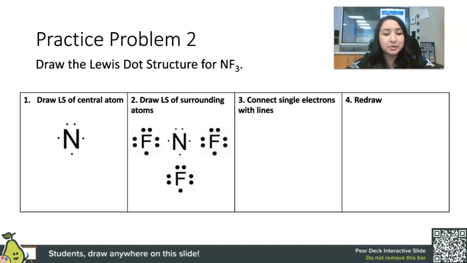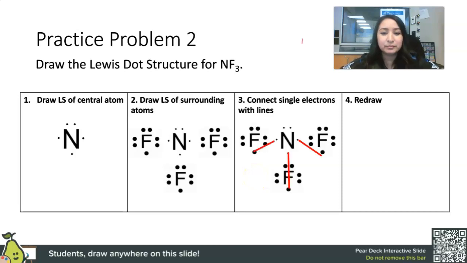Now, on number 3, the next thing to do is connect the single electrons with the line. Go ahead and pause so you can connect them. All right, now we're going to connect the lines. If you notice, there's a single one on the bottom of each fluorine, right? And then on nitrogen, they have the 3 single ones. So each one bonds, because the singles, they like to mingle. Like that, just like that. Amazing.